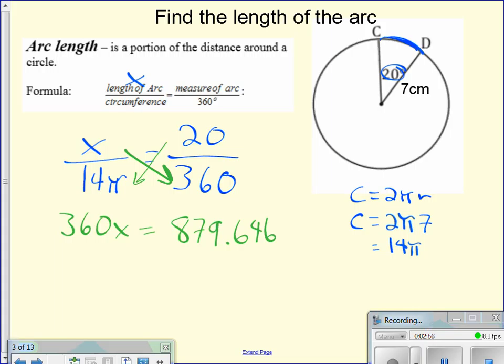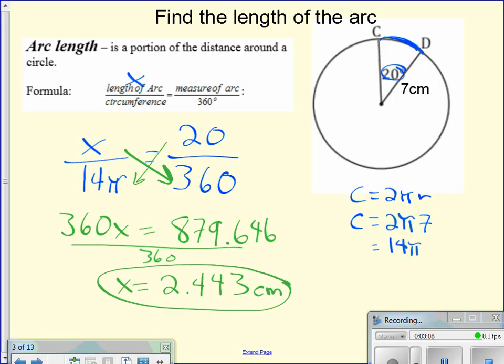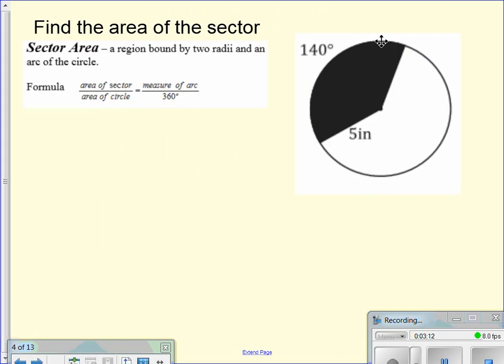Cool. Now that I've cross multiplied, I've got a really easy last step. I divide by 360 on both sides of my equation, and I'm left with x equals 2.443. And don't forget, the unit here is centimeters, just because it's a length, arc length. Very cool. Let's try another.